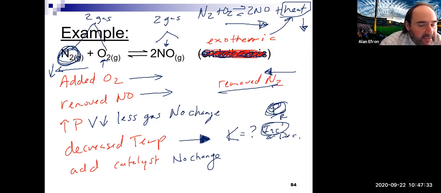And again, as we've seen here, all the other changes, if you will, or stresses will not have an effect on the actual value of the equilibrium constant. So the equilibrium constant value will not change. The only one it changes with is the temperature, because you're either increasing the energy or decreasing the energy. That's going to allow a different ratio when it reaches equilibrium in comparison of two different temperatures.